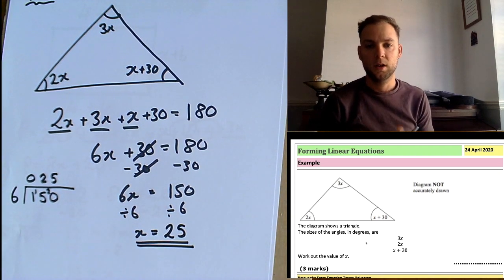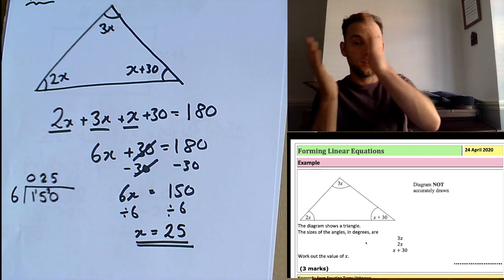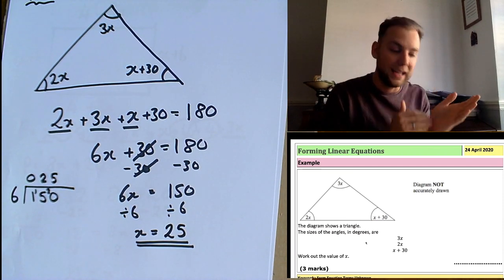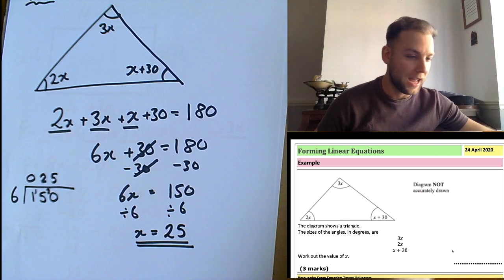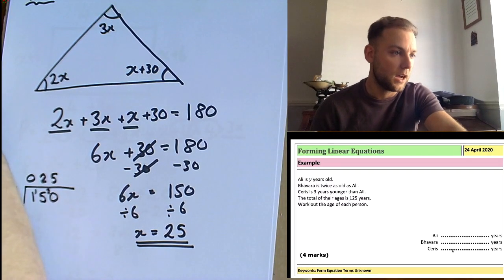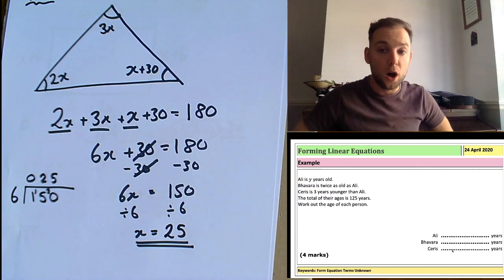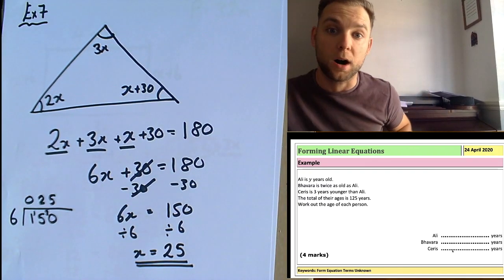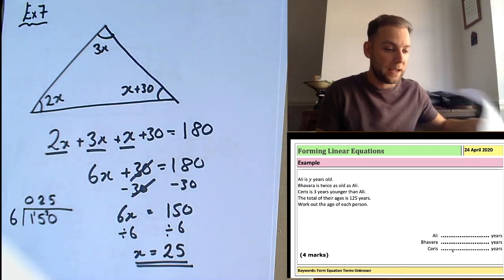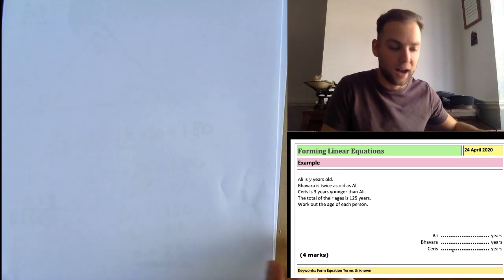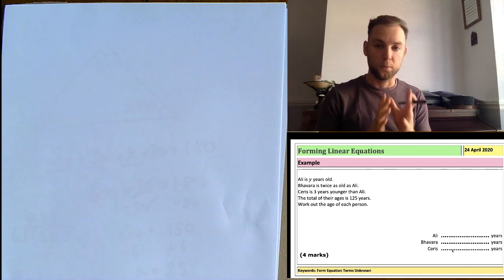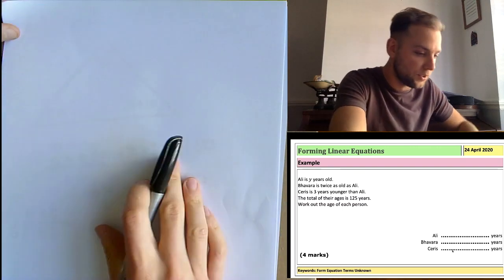Brilliant. So, we've just looked at an example where we're looking at the sides. We've just looked at an example where we look at the angles. Let's have a look now at another common type of question. Now, a lot of people hate these questions, but it's all about that first little part that we talk through, forming the expressions. And as long as you do that, these do become easy.